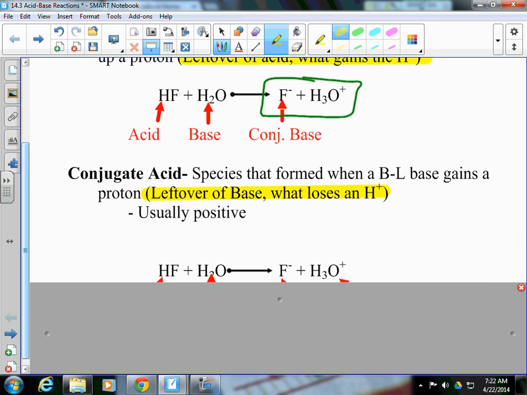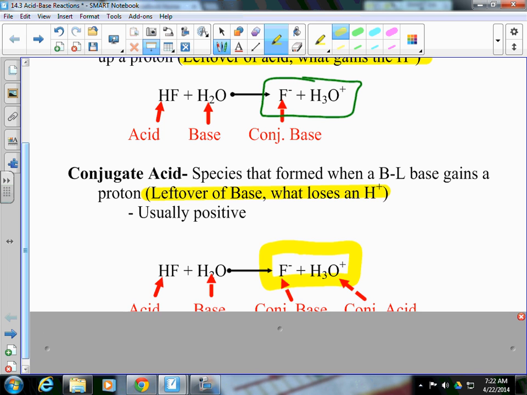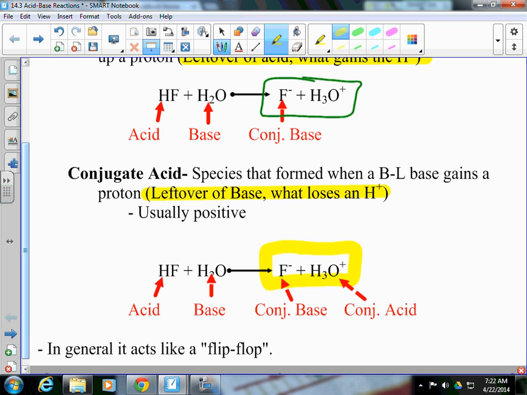Now if we look at the products again, what is the leftover of our base? Well, our base is H2O. Our leftover is H3O. So therefore, H3O is our conjugate acid. It generally acts like a flip-flop. What that means is if it's in the reactants as an acid, the leftover in the products is its conjugate base. And if in the reactants it's a base, its leftover in the products is a conjugate acid. So that is the flip-flop.